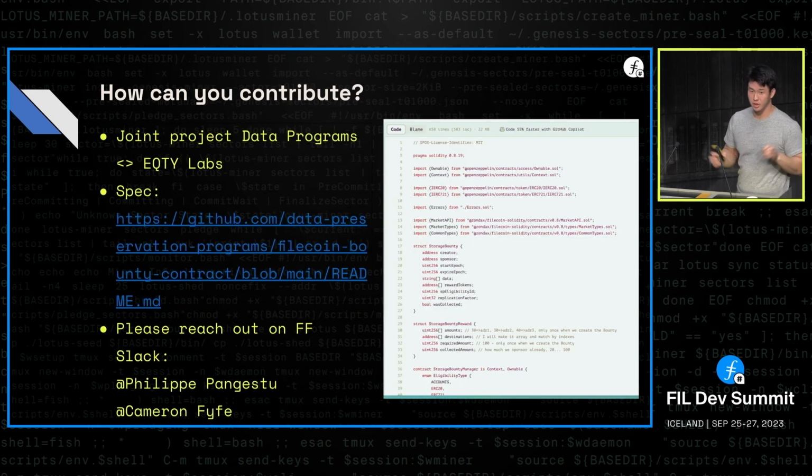So yeah, how you guys can contribute. This is a joint project between Data Programs and Equity Labs. We are basically finished with development. We're testing it now on production. We will build a UI soon and would probably be able to announce it in Istanbul. This is the link to the spec. This is the public version of the repo. We have a private version with all the work. The public version has a spec. If you want to look at it, you can see it there. And if you have any comments, please feel free to contribute.